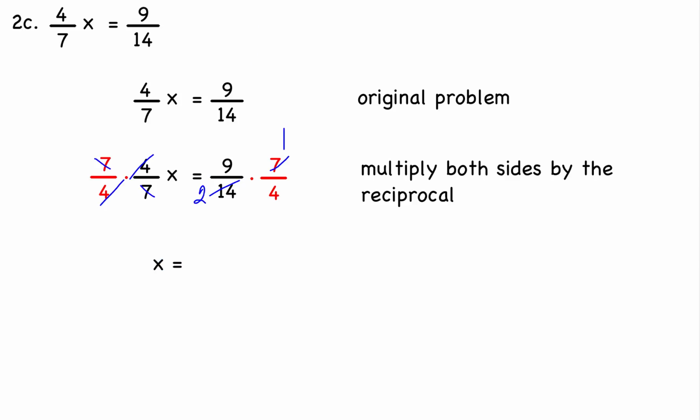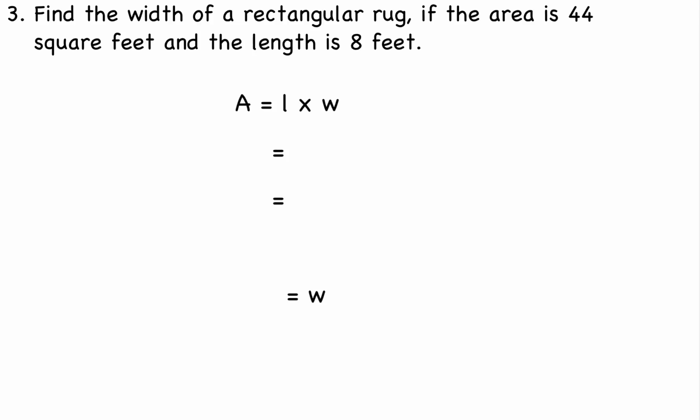And now we can multiply across. We have 9 times 1 is 9, and 2 times 4 is 8, so we get 9 over 8. And then if you want to write that as a mixed number, that would be the same as x equals 1 and 1/8, right? That's in simplified form.